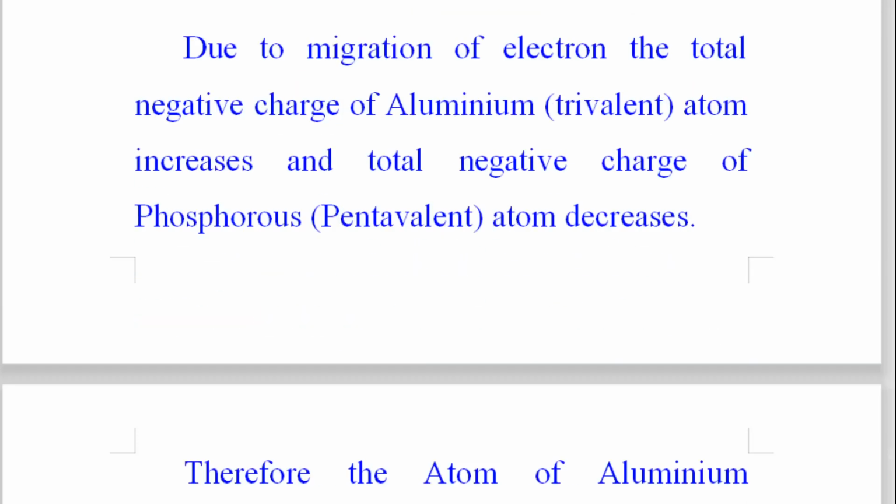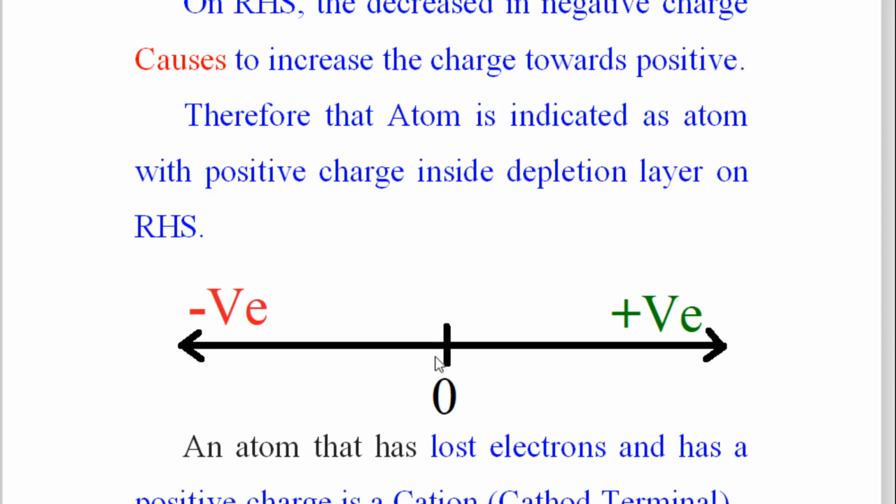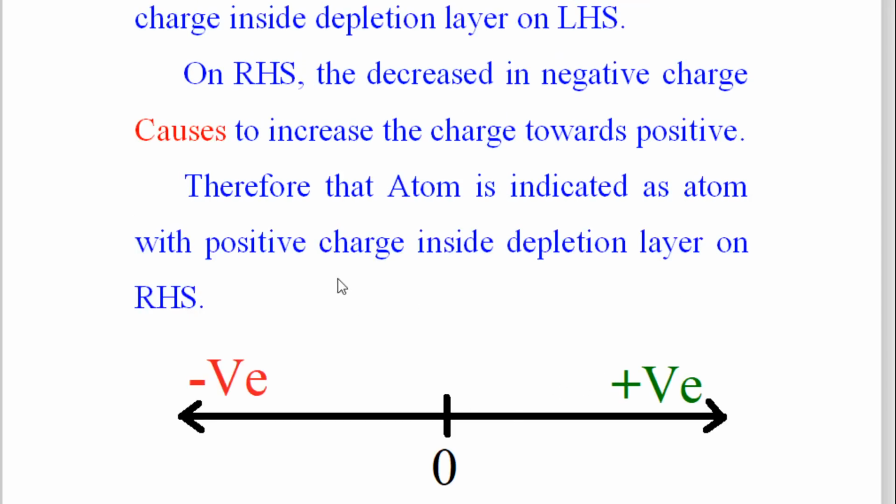So on the right-hand side, the decrease in negative charge causes an increase of the charge towards the positive. Now here, this diagram will indicate it. Suppose the charge is very negative on the left-hand side, and this negative charge is decreased. Negative charge decreased means what? It will come towards zero. So on the RHS, the decrease in negative charge causes an increase of the charge towards the positive.